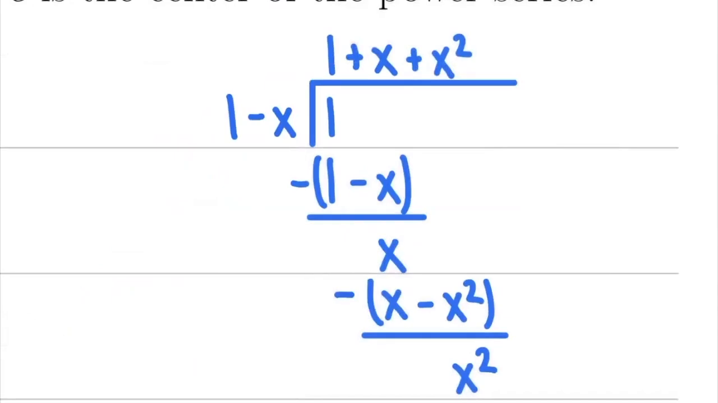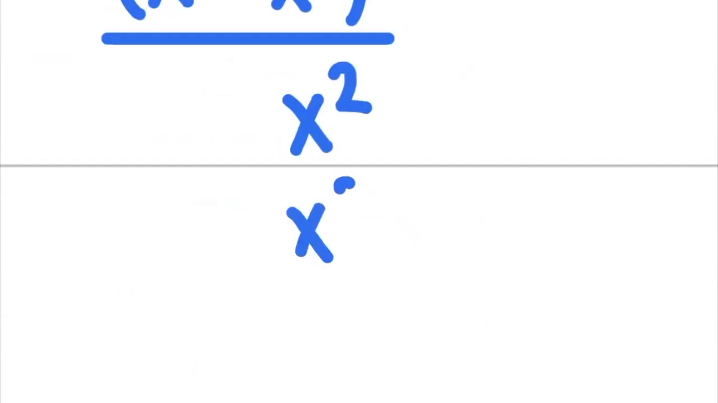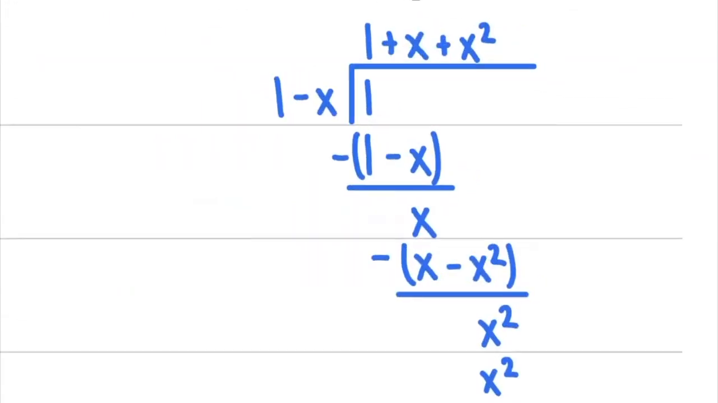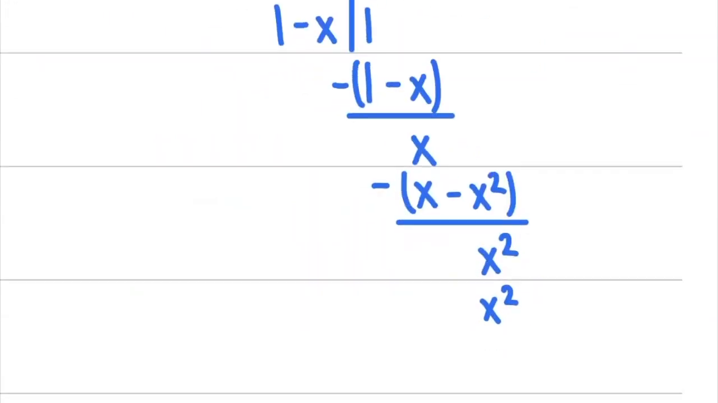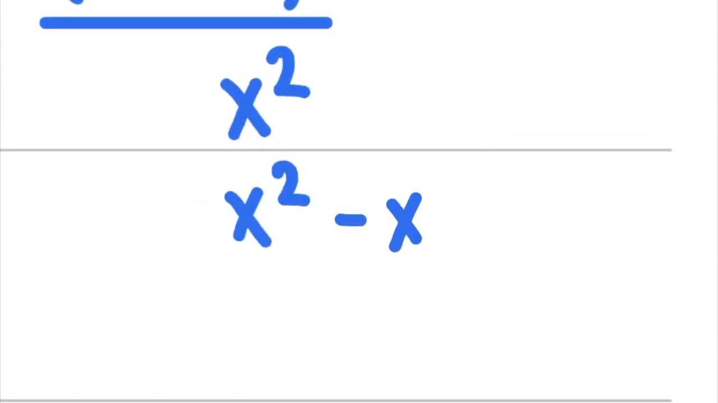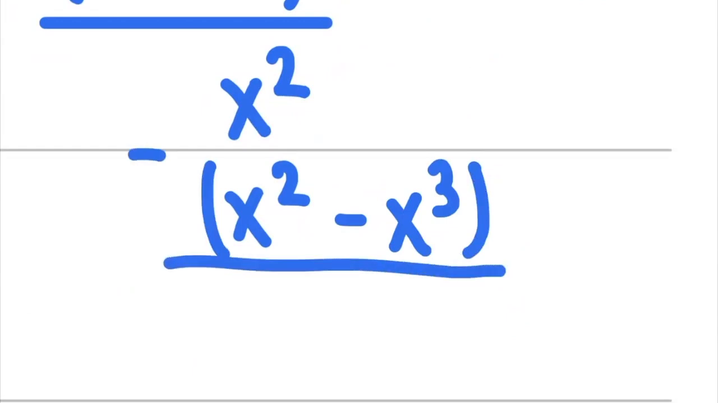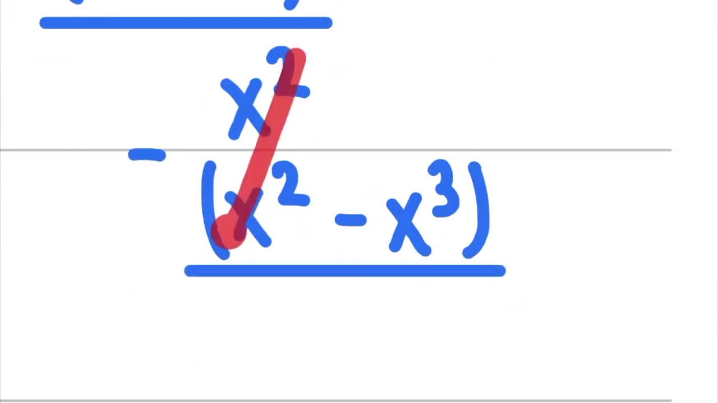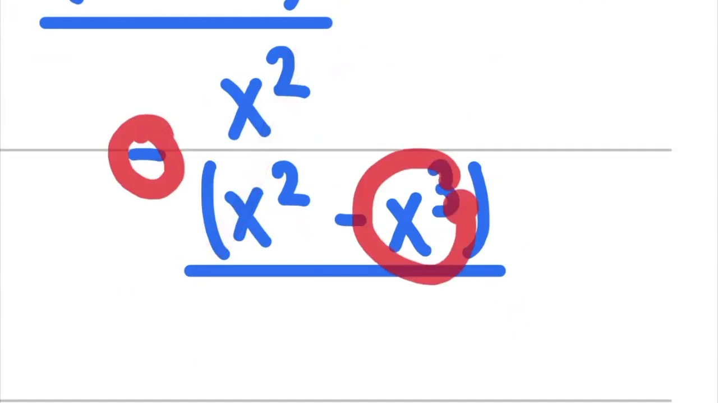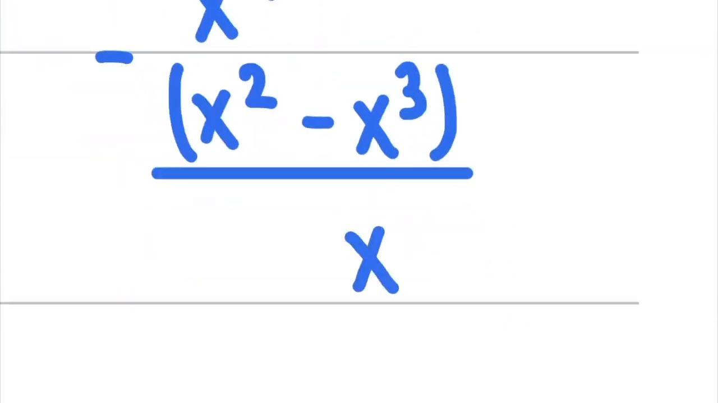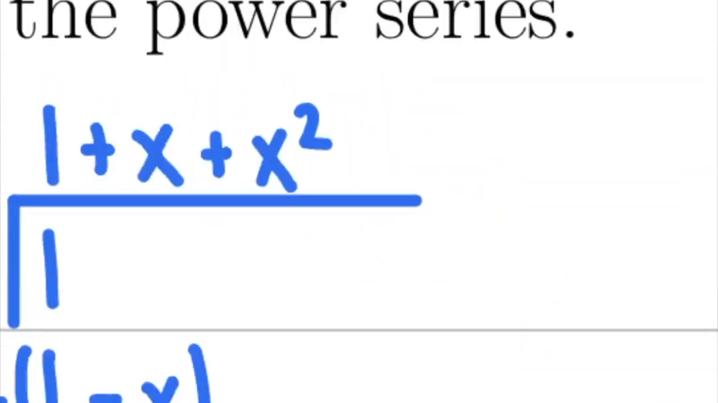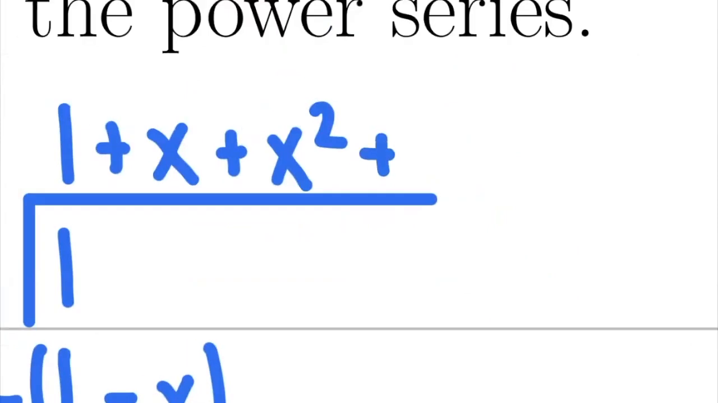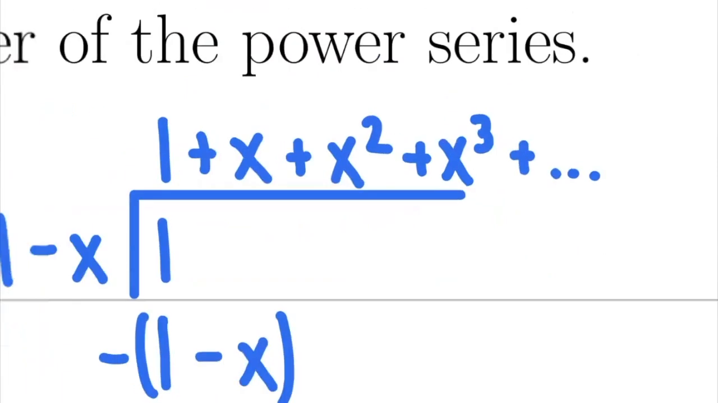So I'm going to multiply. x squared times 1 is x squared, and x squared times negative x is negative x cubed. And I'm going to subtract this whole thing. So again, the x squareds cancel, and you have minus negative x cubed. That's plus x cubed right there. And this just keeps going on forever.